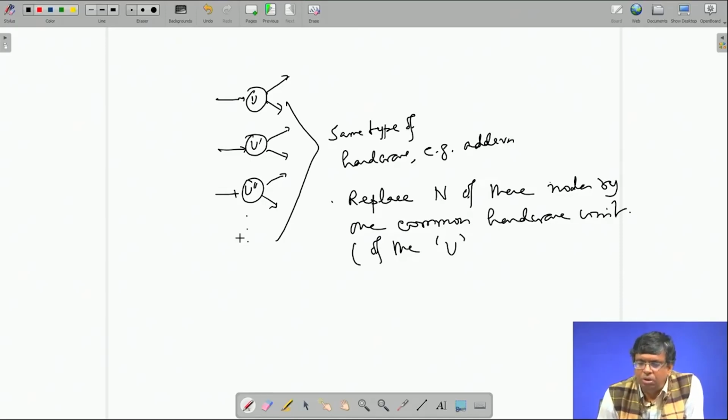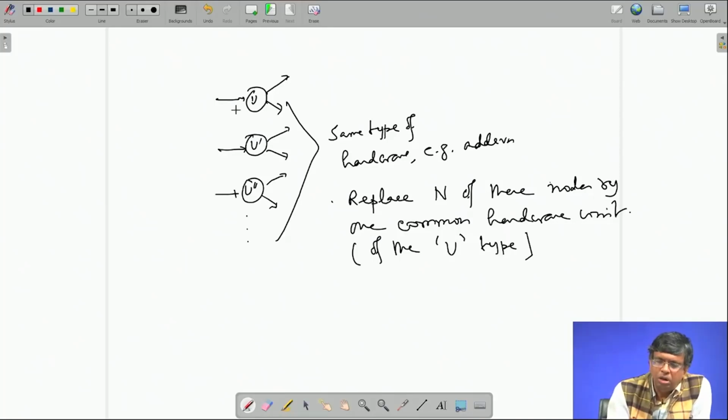Out of them, I am taking capital N of them and replacing them by 1. 1 means one hardware unit of the U type. See, if the original U was adder, so capital N adders, all of them are adders, capital N of them I replace by one adder.